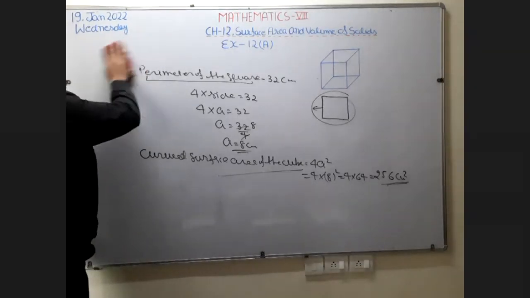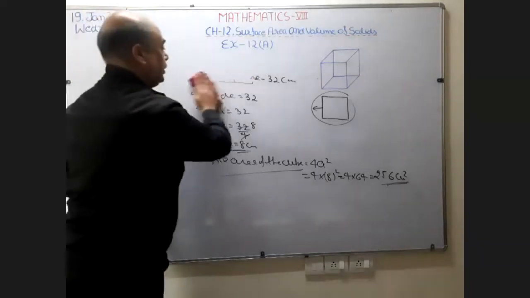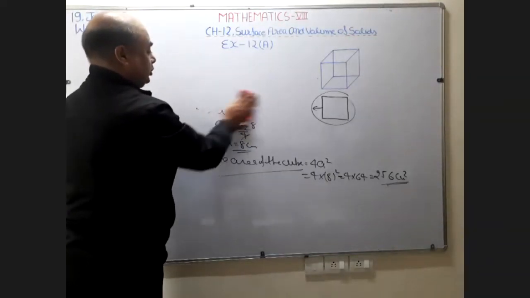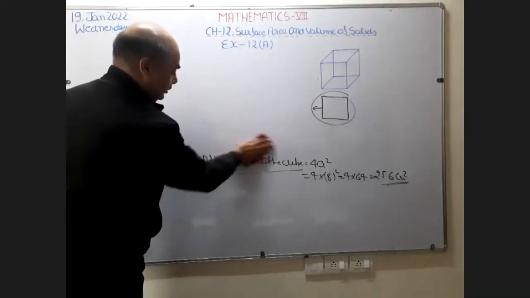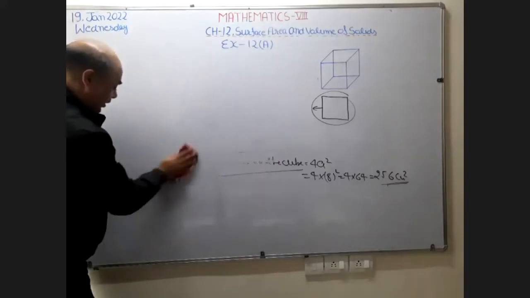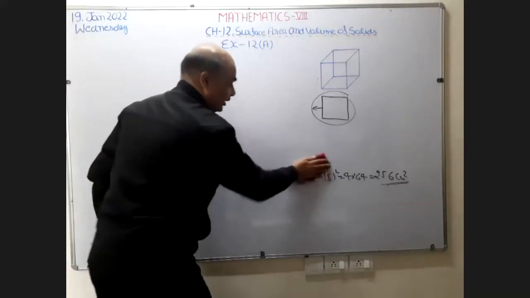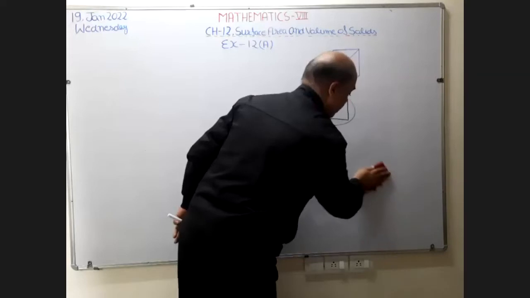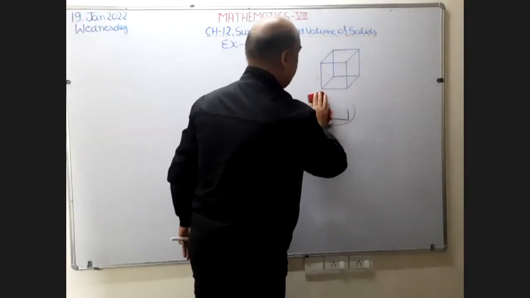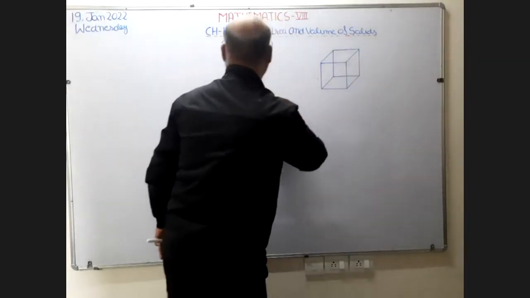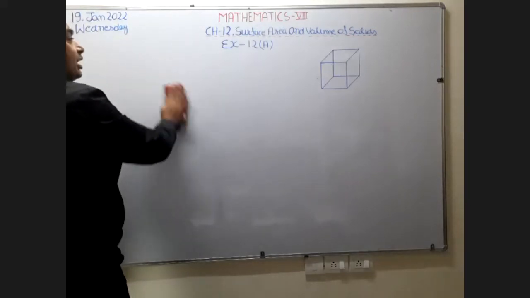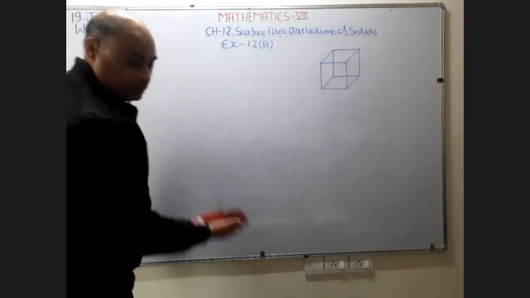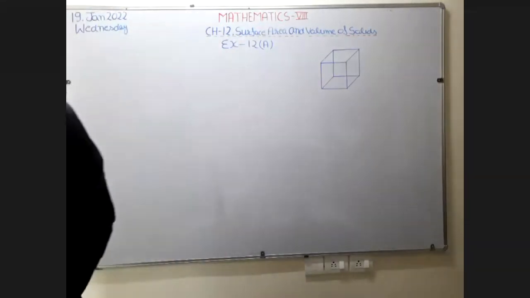Now check next question, question number 5. Now this question going to be little not easy. Okay. So check it carefully. What is given? Because percentage is there. In this question, some percentage is there. The edge of cube is going to be increased by 50%. Check this question. What is given?